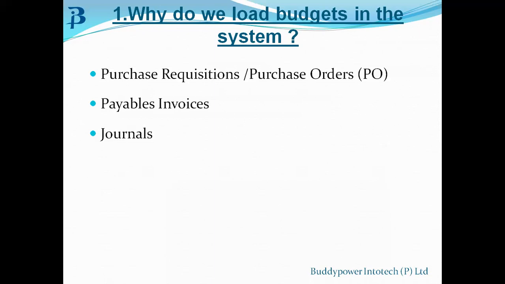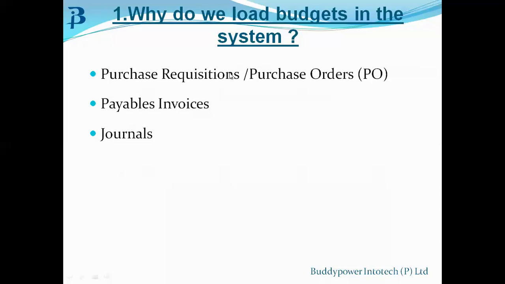The answer is, from the system's perspective, when we load or enable budgetary control into the system, it has the ability to give us a decision-making opportunity before we incur the expenditure, while we are creating purchase requisitions or purchase orders, at the time of payable invoices, or during journal creation. So the right place to check the budget is at the purchase requisition level.